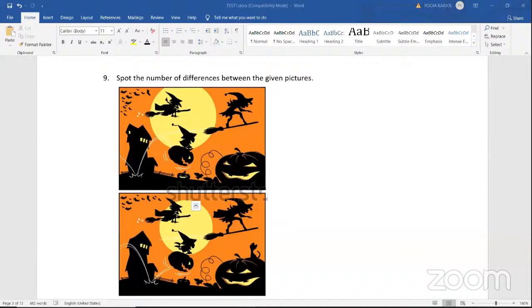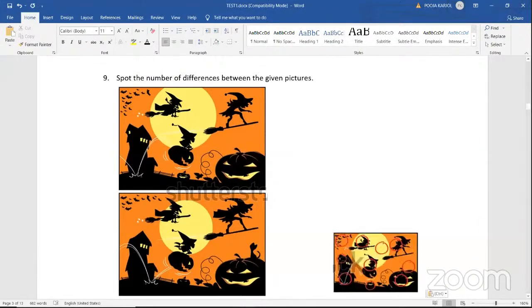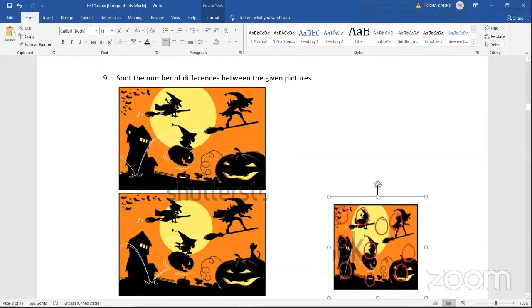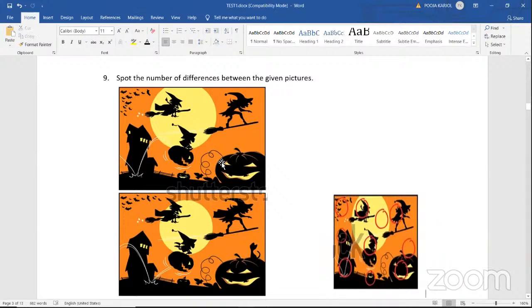Let's see. The birds, correct. Then the witches, behind the witch, there's another shape, a bird or something like that. No, that's a hand. Yeah, it's a hand, correct. Then there's this window which is not there. Then there's this whooshing thing. Okay, the placement of it is different. The grinning pumpkin, there's no grinning here, just eyes.